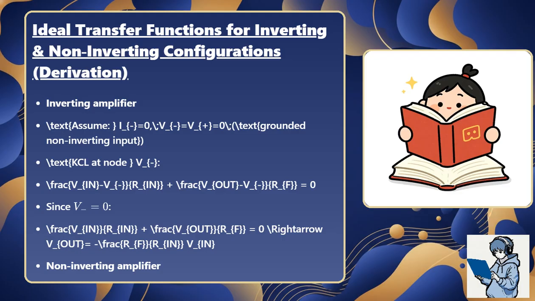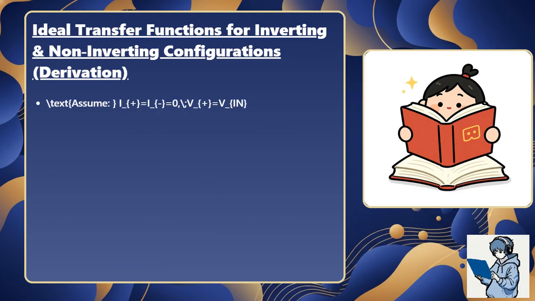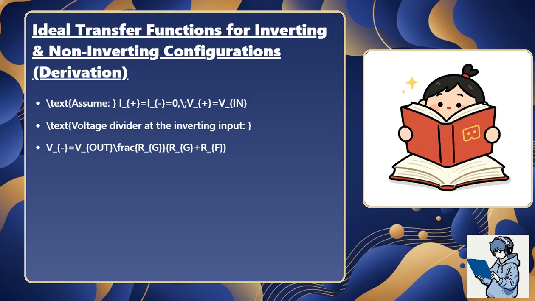Non-inverting amplifiers: assume I plus equals I minus equals 0, V plus equals V in. Voltage divider at the inverting input: V minus equals V out times R sub G divided by (R sub G plus R sub F).